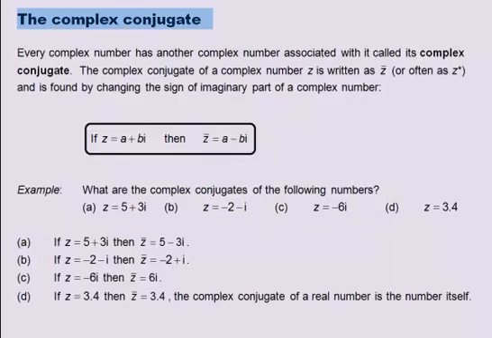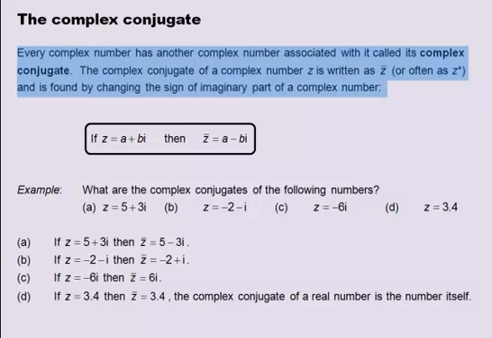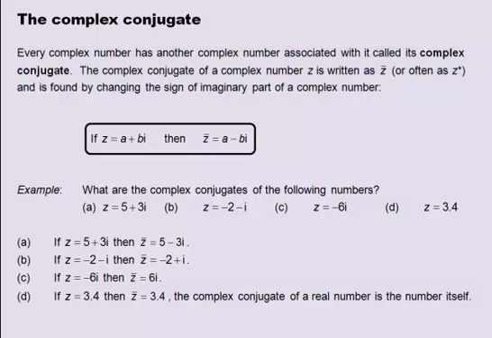The complex conjugate. Every complex number has another complex number associated with it, called its complex conjugate. The complex conjugate of a complex number z is written as z bar, or often as z star, and is found by changing the sign of the imaginary part of a complex number. So, if z equals a plus bi, then z bar, its complex conjugate, equals a minus bi.